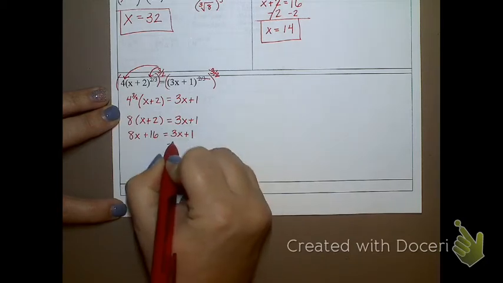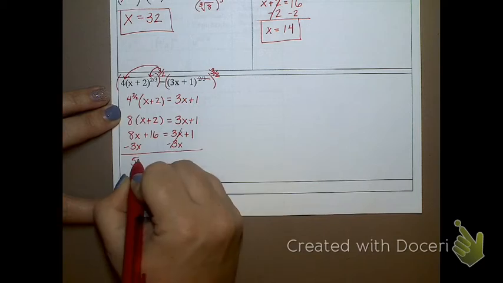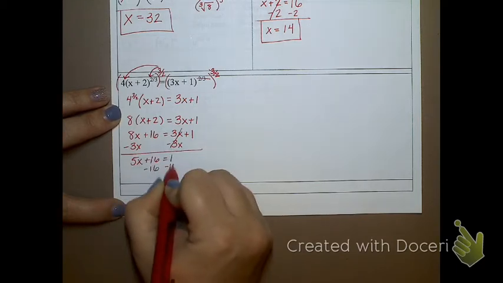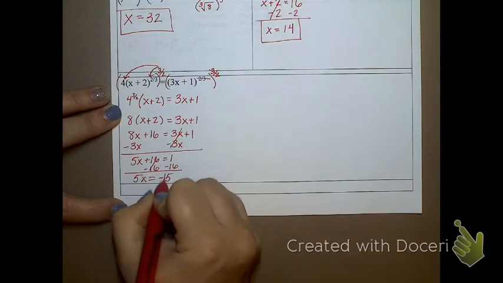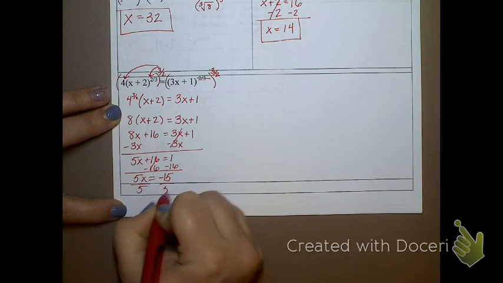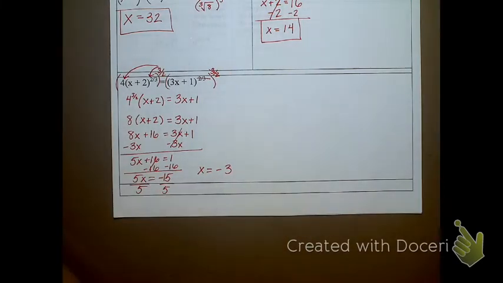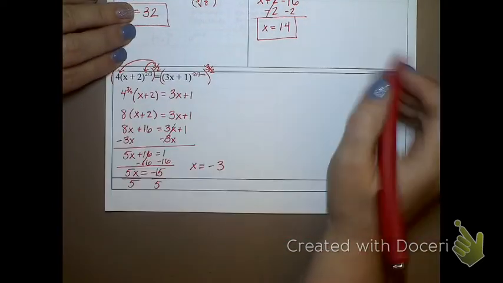I'm going to move the 3x. That gives me 5x plus 16 equals 1. Subtract 16. 5x equals negative 15. Divide by 5. And x equals negative 3. Do I need to check my answer? No. Can I check my answer if I want to? Yes. I am going to check my answer here just because I want to make sure that you guys understand the checking process for something like this, okay? So even though I don't have to, I'm going to check it.